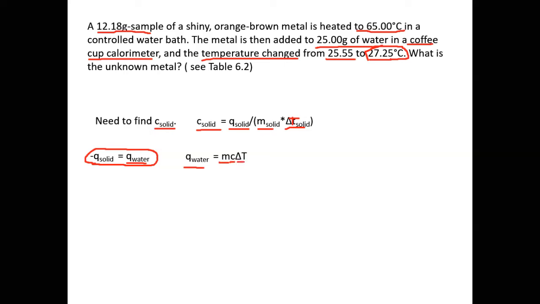Now for water, it's a very common substance used, so its specific heat is not usually given because it's understood that you should look this up or know it. And so the specific heat of water is 4.184 joule per gram degrees C. So again, sometimes with water, it won't give you this specific heat. It's understood. And if we know the delta T, we know the delta T went from 25.55 to 27.25. And we know the mass is 25 grams of water. So we can determine the Q of water.